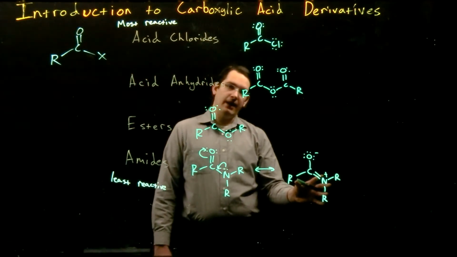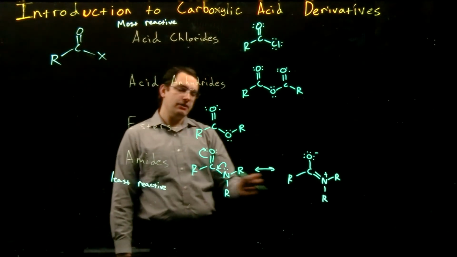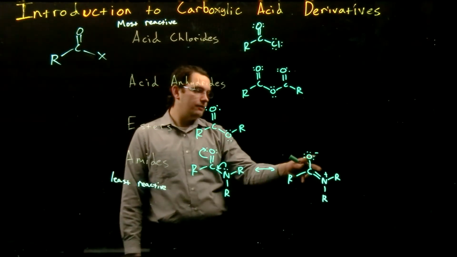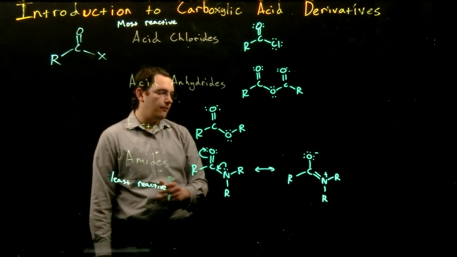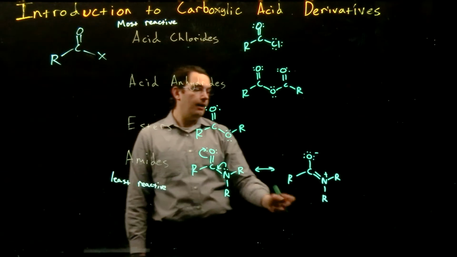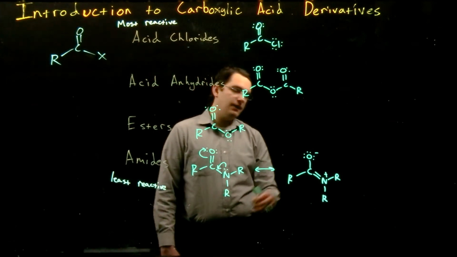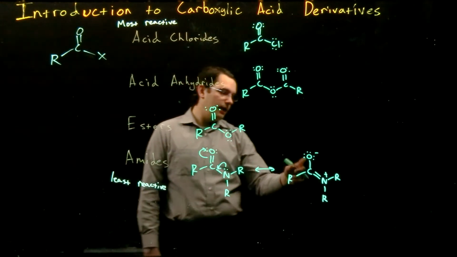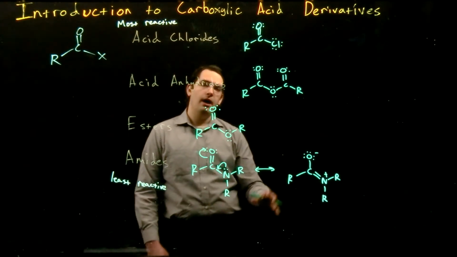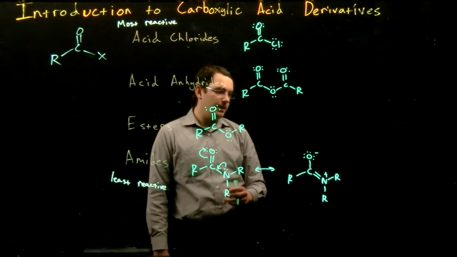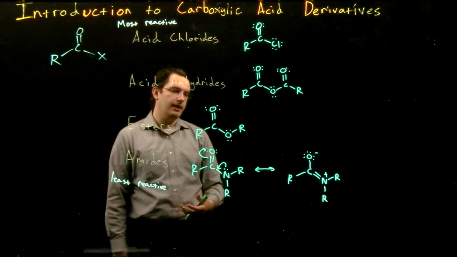Now, in this case, this will be a minor resonance contributor because we have two formal charges here, where we had 0 formal charges in our original structure. But our oxygen is more electronegative and is getting the negative charge, whereas our nitrogen is less electronegative than our oxygen and is getting the positive charge. So this is still a fairly significant resonance contributor because we're able to give more electrons to that more electronegative atom.